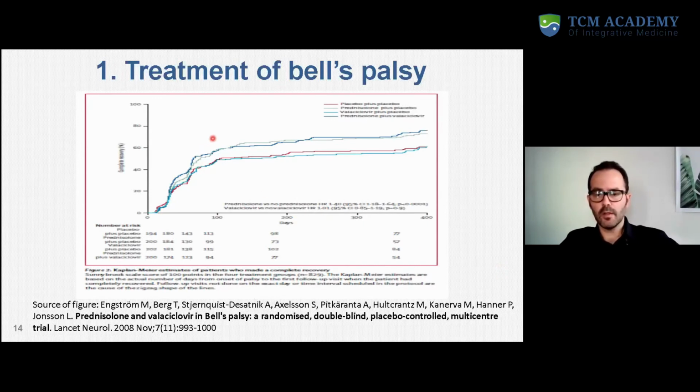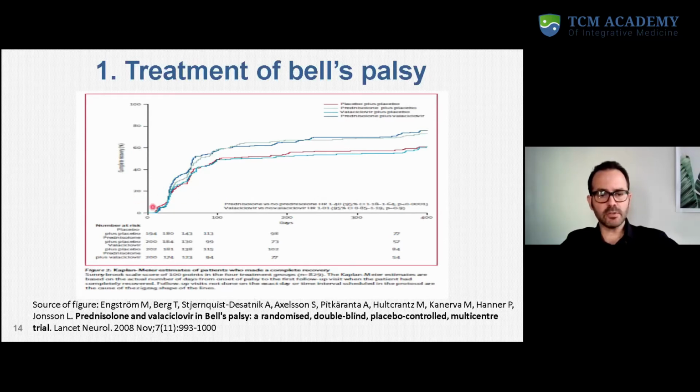The 4 groups were: placebo plus placebo pill, this was the first group. The second group was steroids plus placebo pill. The third group was antiviral agents plus placebo. And the last one was steroids plus antiviral agents. They followed the patients for 12 months. In these cases, you can see the time of follow-up calculated in days.